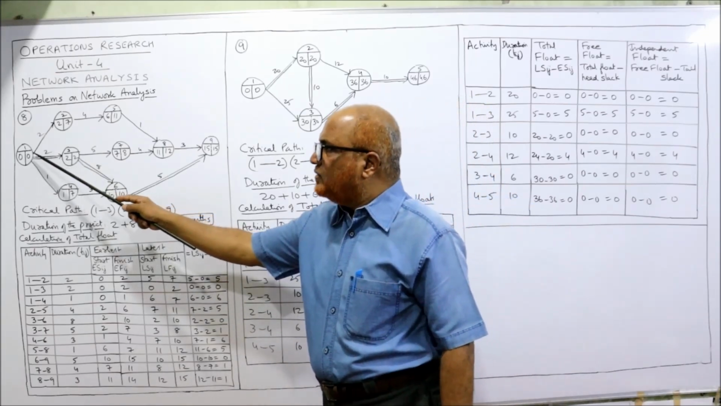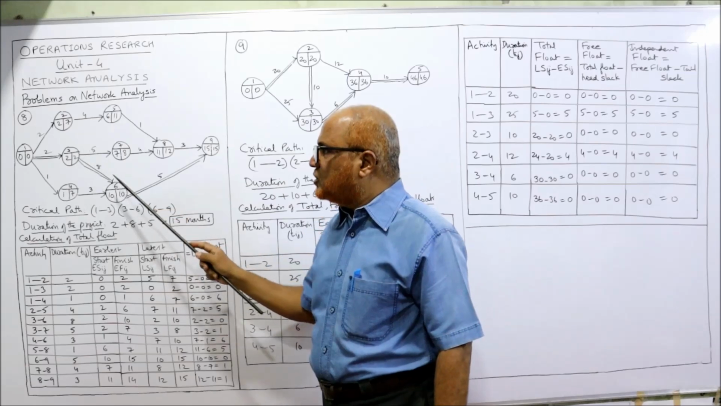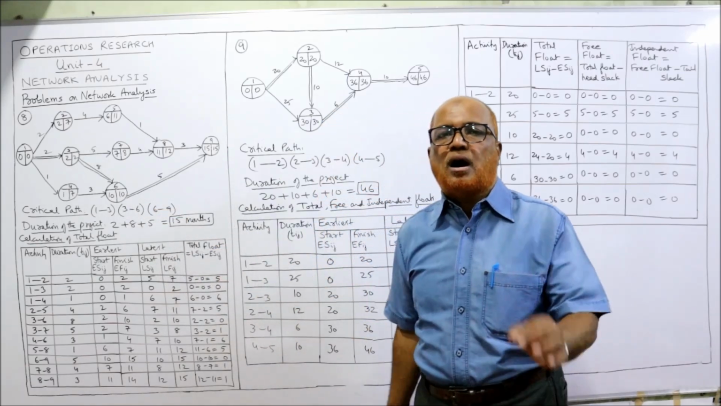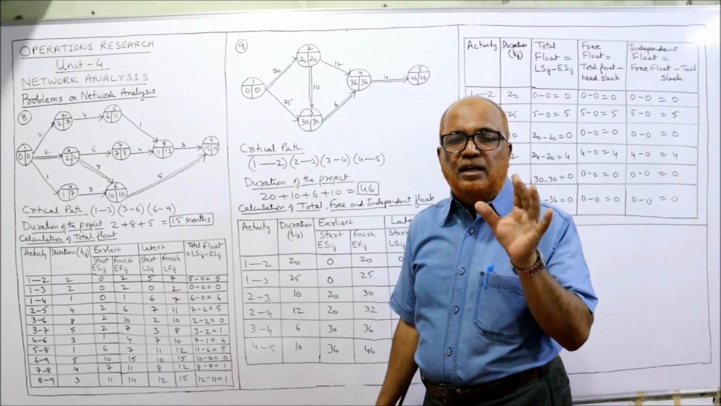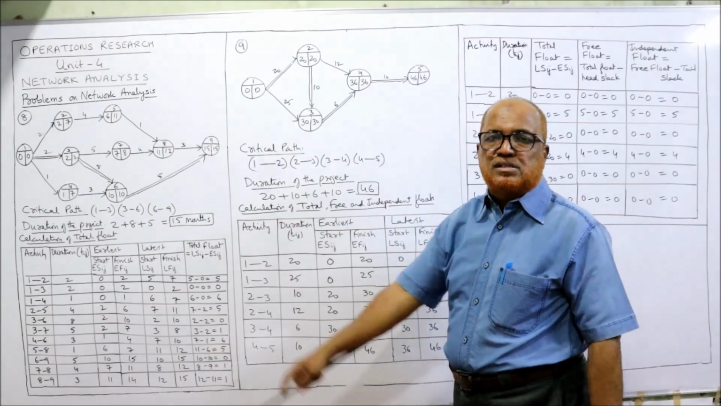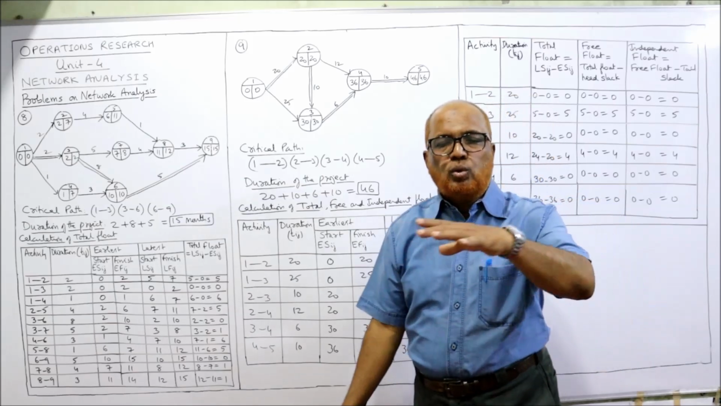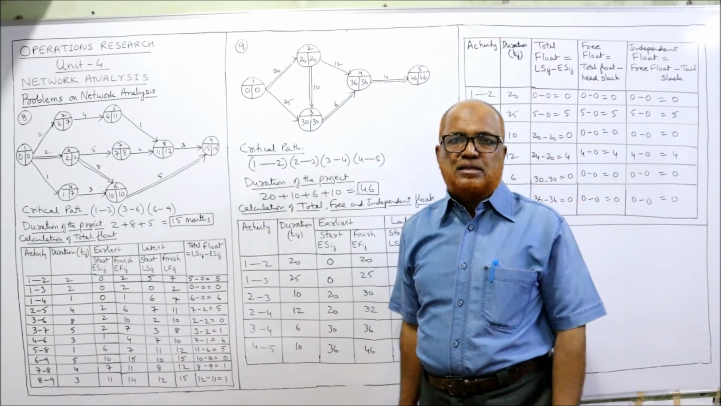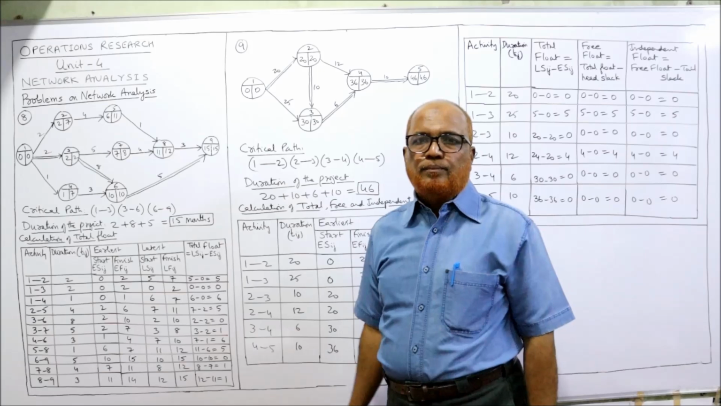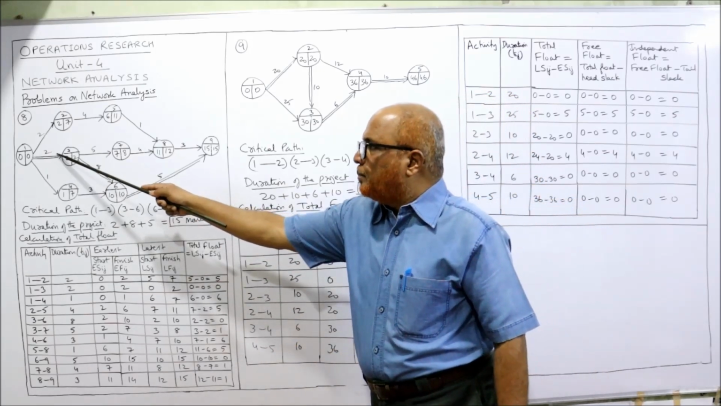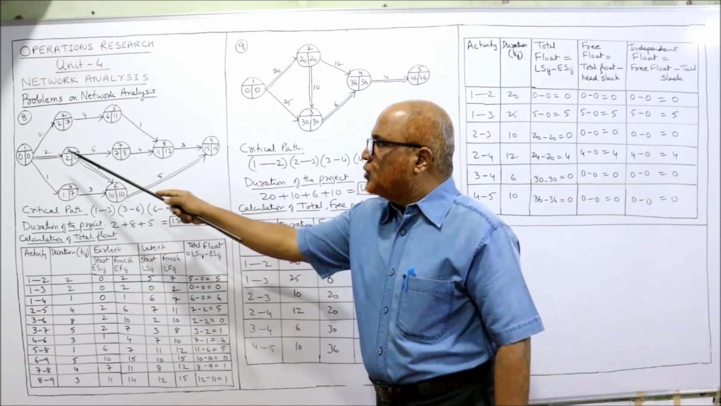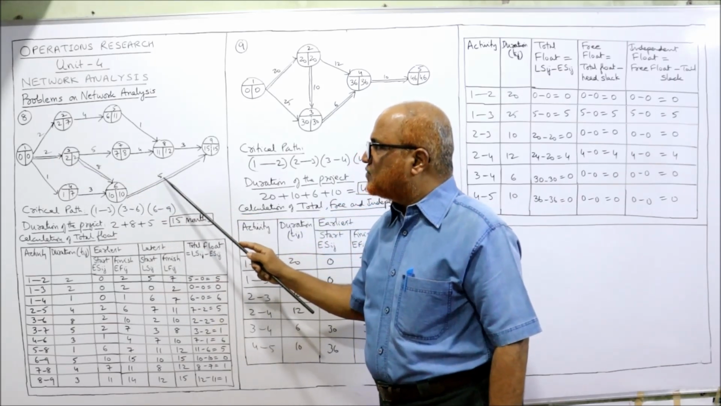And the 1 to 3 activity, 3 to 6 activity, 6 to 9 activity are called critical activities. There should not be any delay in the performance of these activities. Otherwise, the total duration of the project will get delayed. Right? Now, duration. Add up the duration of the critical activities. 2 plus 8 plus 5. 2 plus 8, 10. 10 plus 5, 15.